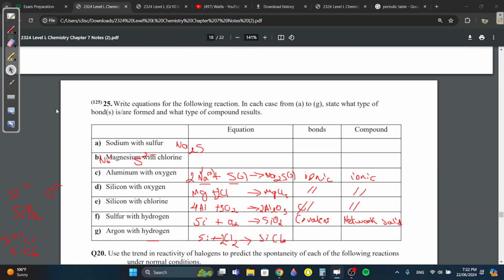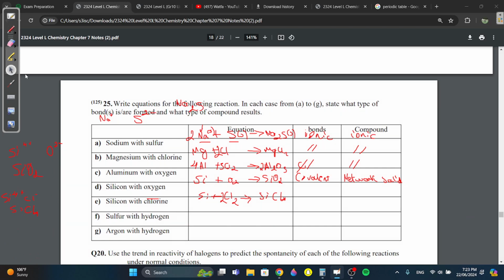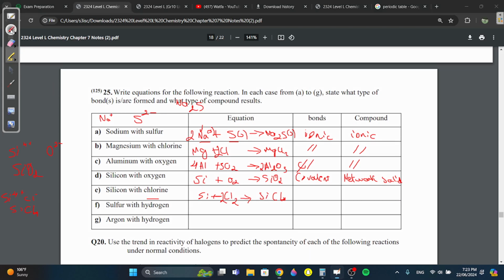Sulfur with hydrogen. Sulfur is S2 minus, I think, and hydrogen is H, so it becomes H2S, right? When you have hydrogen in the compound, hydrogen has to be the first one. Let's put sulfur plus H2, because you know hydrogen is diatomic, to produce H2S. Is it balanced? Yes, it is.